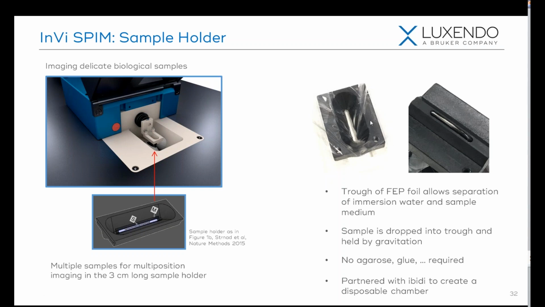Additionally, what we can do is drop these embryos in here. They're held in this trough for imaging by gravity, and we can line them up one by one down the line to allow us to do this imaging in a high throughput manner. Additionally, we've partnered with Abiti in order to create a disposable chamber that is essentially ready to ship, open, and drop your embryos in instead of having to pre-sterilize and glue these together.